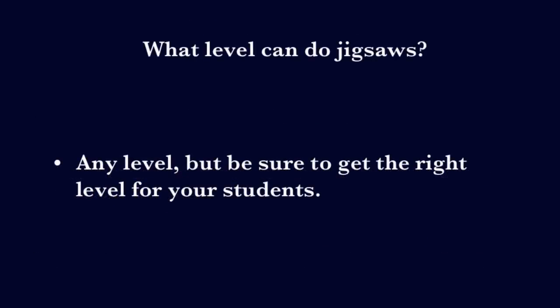While any level can do jigsaws, it's important to get the right level for your students. Remember, students will have to produce this text and make themselves understandable to other students, as well as listen and understand others. The most common mistake teachers make is to scan through a text and gauge whether students will be able to read and understand it. Be sure to aim for your students' listening comprehension and speaking level, not their passive reading level.